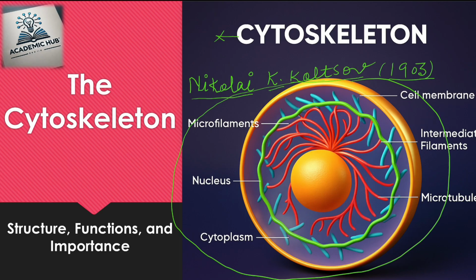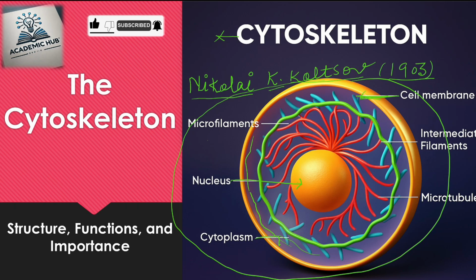So now we will discuss the structure of the cytoskeleton. This is the cell membrane, and the grayish material inside is known as cytoplasm. This one is the nucleus, also a major component of the cell.